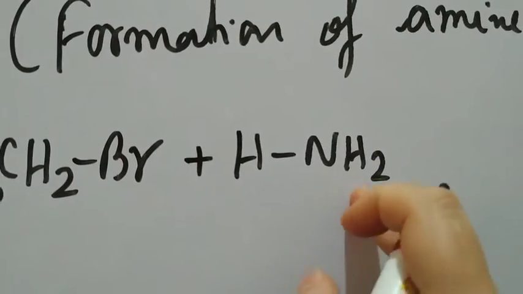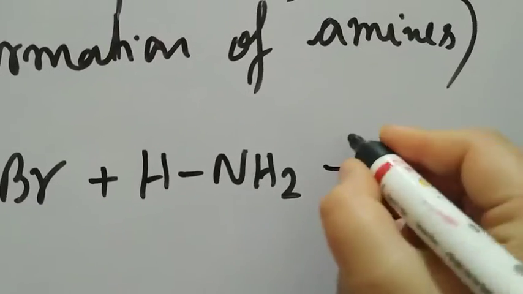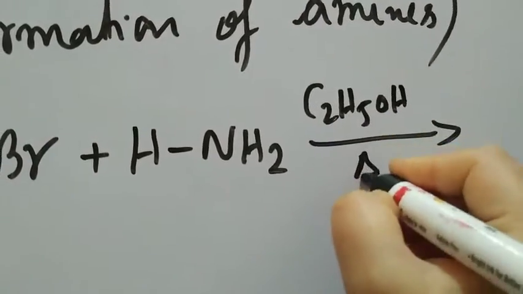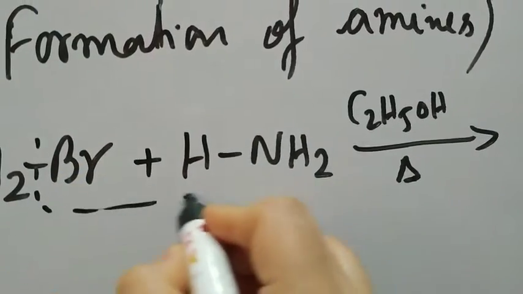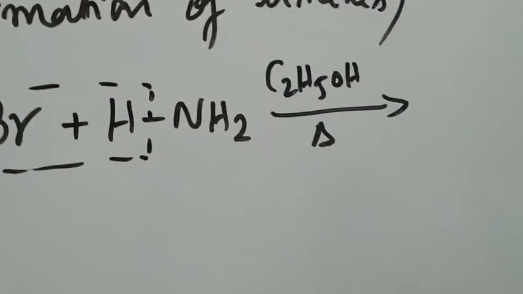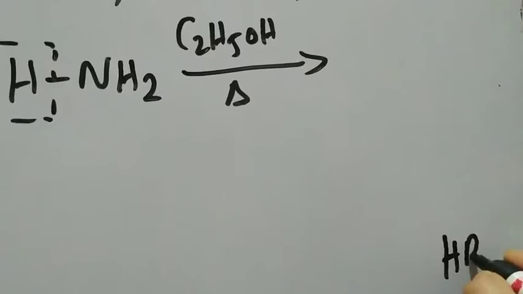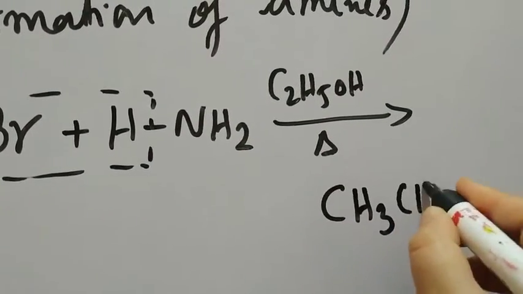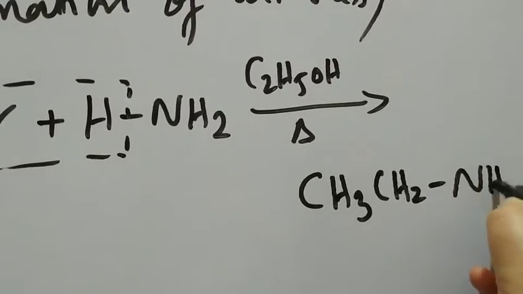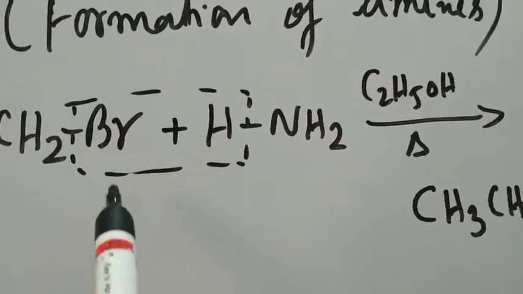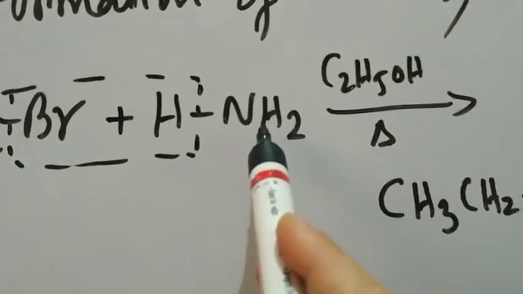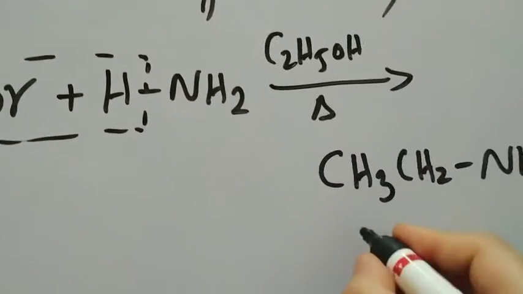And we react it with a molecule of ammonia, NH3, which I have written like this, H-NH2. The reaction is done in an alcoholic medium, and we heat it. What happens here is that HBr leaves as a byproduct. What are we left with? CH3CH2NH2. So in the first step, Br, the weaker nucleophile, is substituted by a stronger nucleophile, NH2.